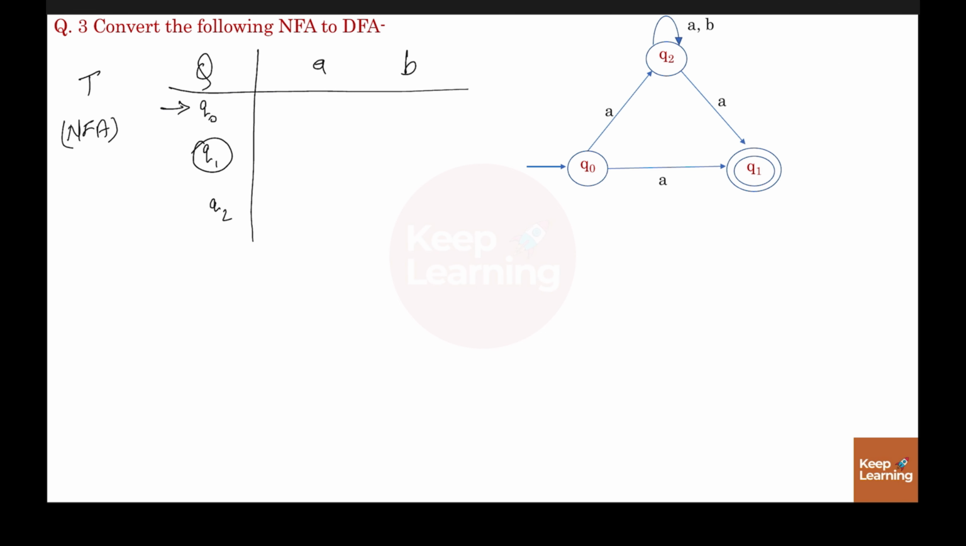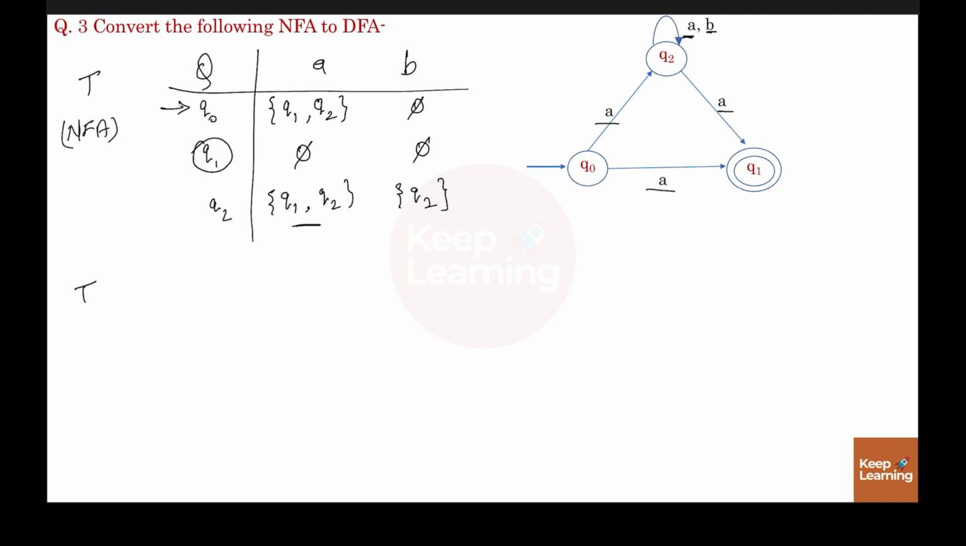By taking A from Q0 you can reach either Q1 or Q2. By taking B you are not reaching anywhere, so a null transition is defined. From Q1 no transition is defined for A and B, and from Q2 by taking A you can reach either Q2 or Q1. See, here the order doesn't matter, you can write Q2 Q1 also, that is the same. By taking B you are reaching Q2 itself.